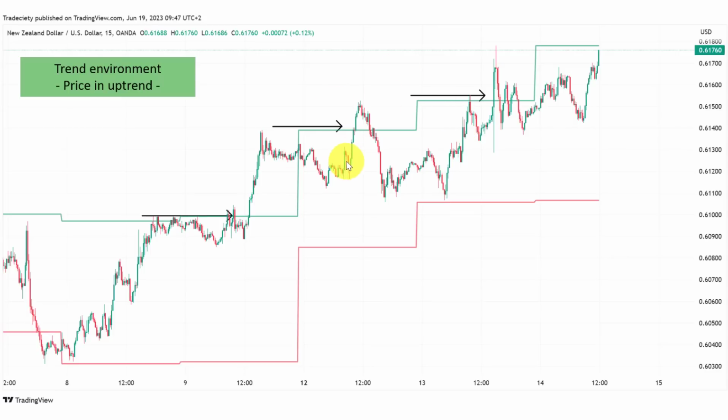But you can clearly see in this example, the market is in an uptrend. We are pushing into the daily highs. The market is moving lower, not coming close to the daily low. And therefore, we want to look for bullish continuation trades.